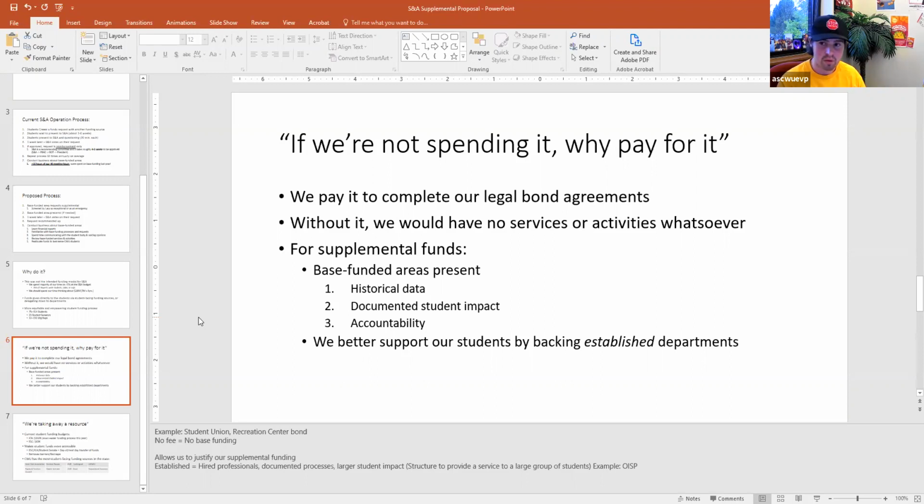So that would be probably no student government, no student involvement department, no campus activities, no CLCE, and so forth. And then what I was thinking for our supplemental funds is that we would be spending it the right way and at a much larger scale of impact, because we give it to our base funded areas to present.